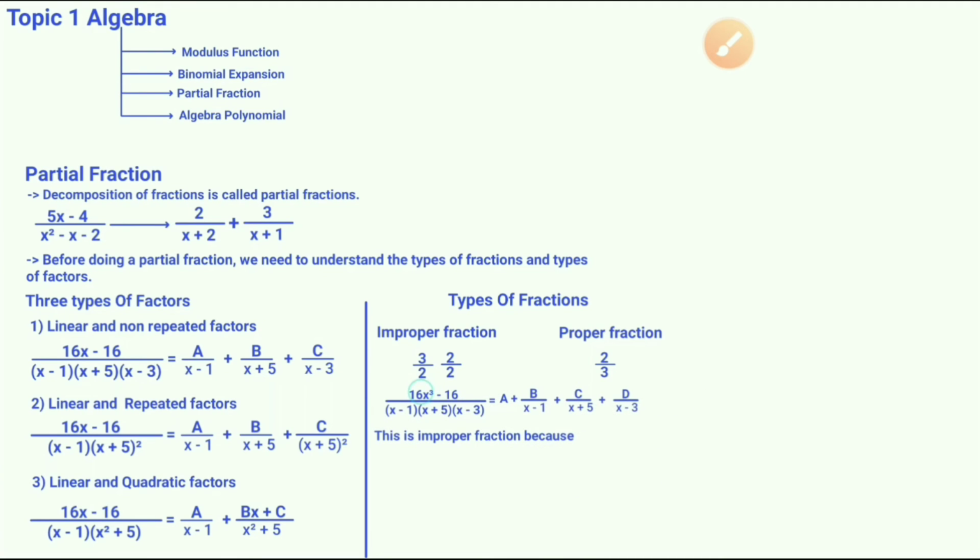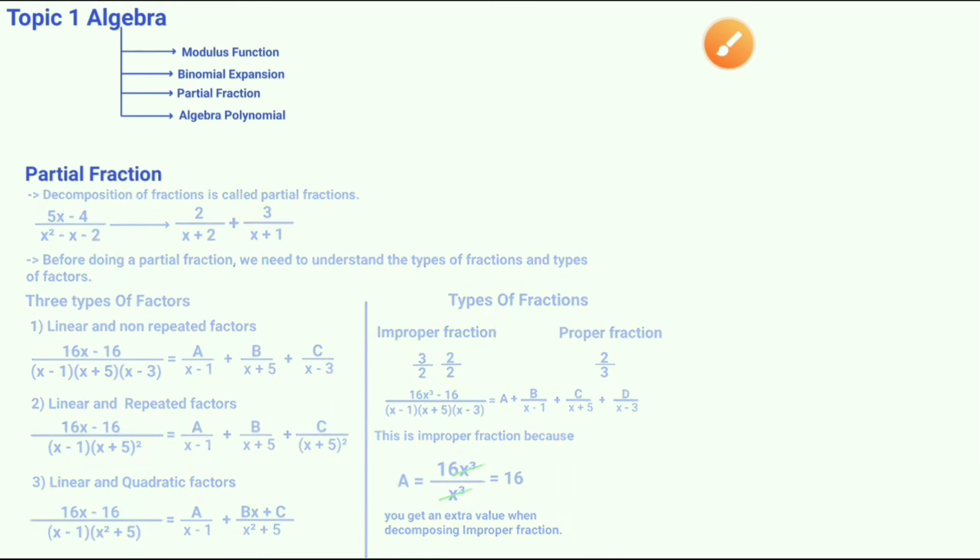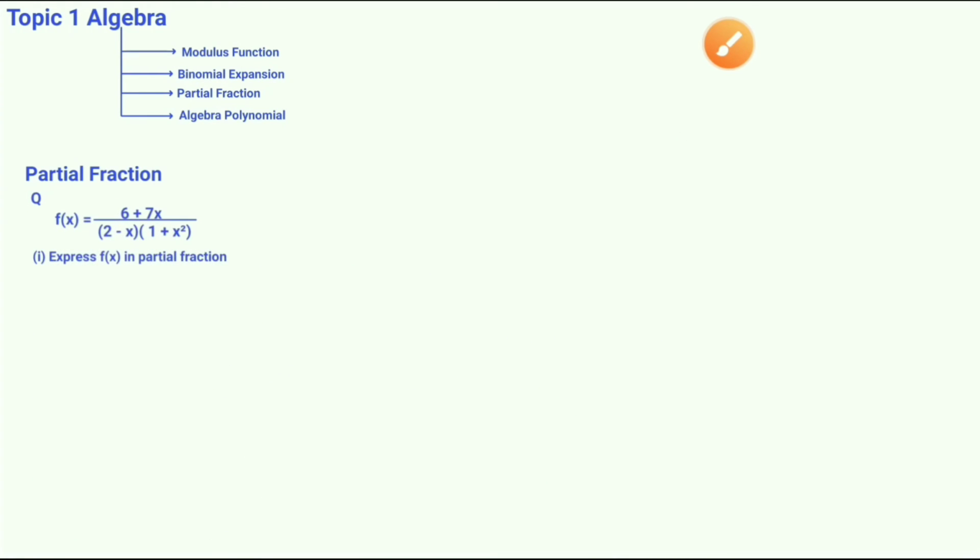What about this one? This is an improper fraction because the power of x is the same, which means it's improper, and then you get an extra value when decomposing a proper fraction, which is right here. Okay, and that's it. Let's start the questions.